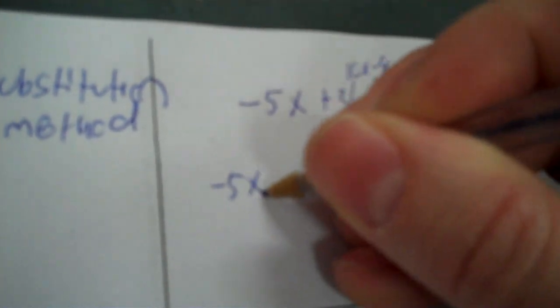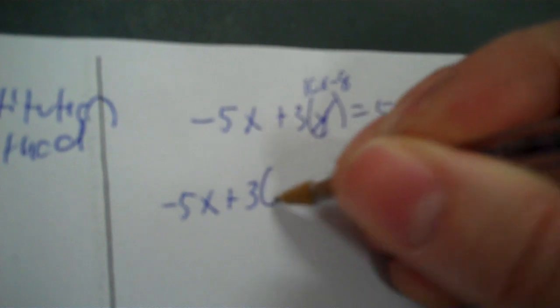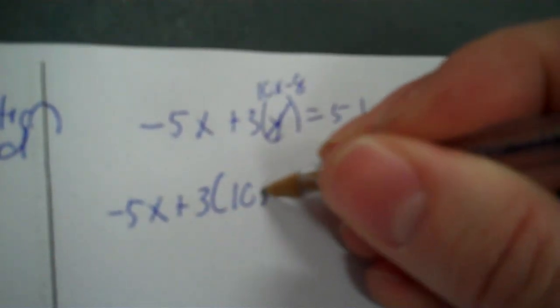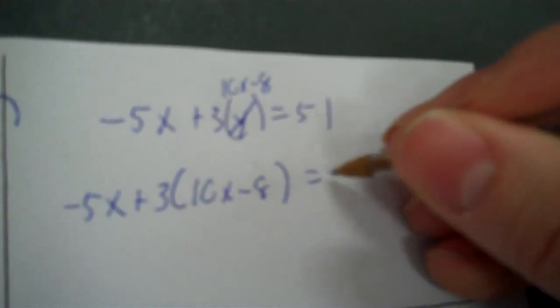Substitution method. Okay, so I write the other equation, the equation that doesn't have the base replace. Negative 5x plus 3y equals 51. So the base in this is y, so we need to put a parenthesis around the y. And then above it, we put what the replacement is, which is 10x minus 8. Cross out the y, now write this out. So you got negative 5x plus 3, now you have a parentheses quantity of 10x minus 8 equals 51.